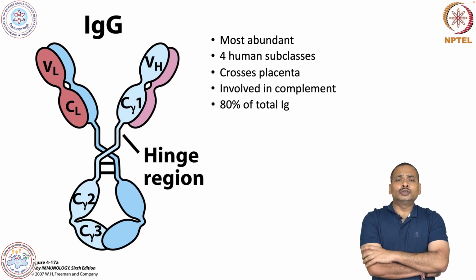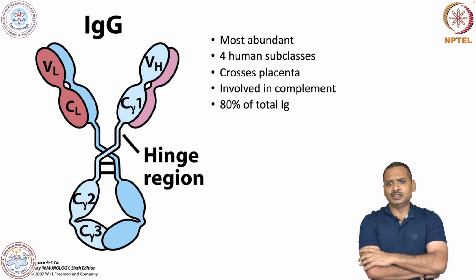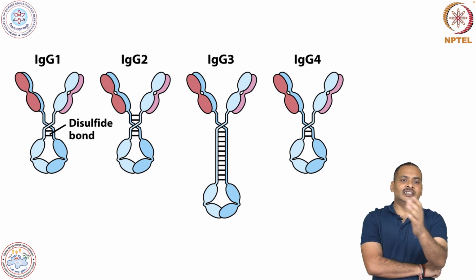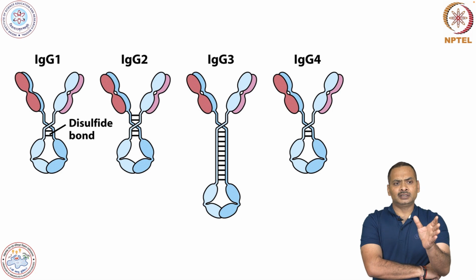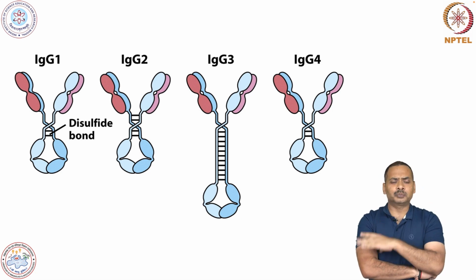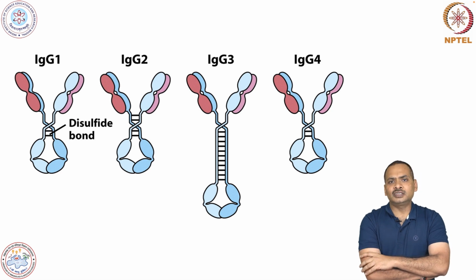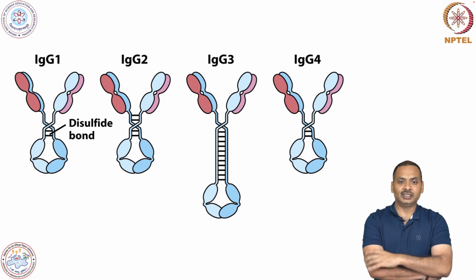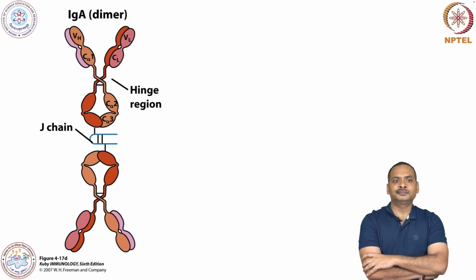And it constitutes about 80% of total immunoglobulin in serum. Here this is the structure. Here you can see that the hinge region is quite variable in different subclasses. So IgG3 has a quite huge hinge region, and a lot of disulfide linkages are there. This you can understand.